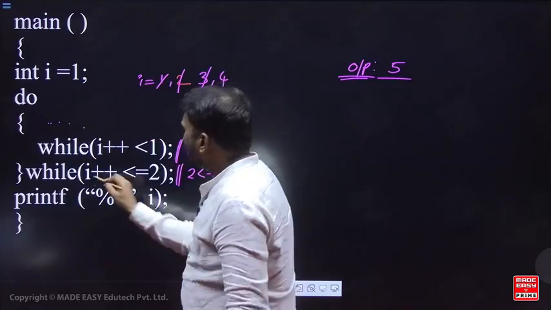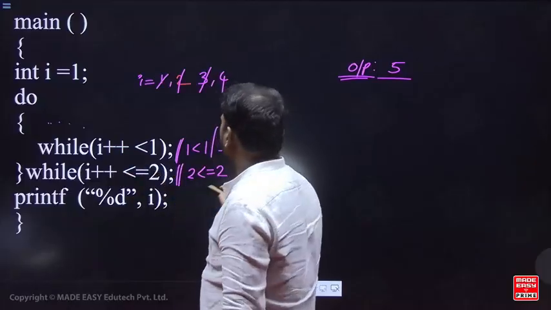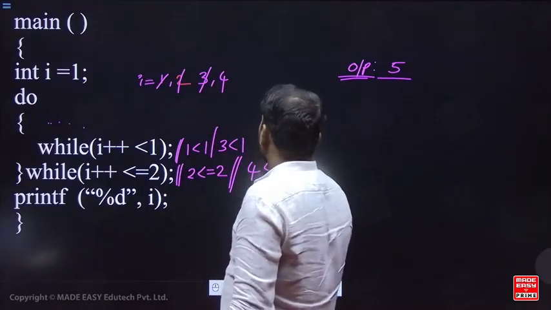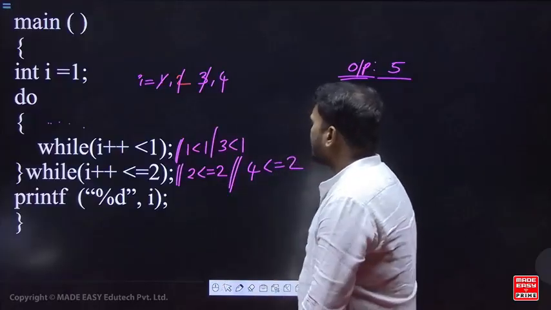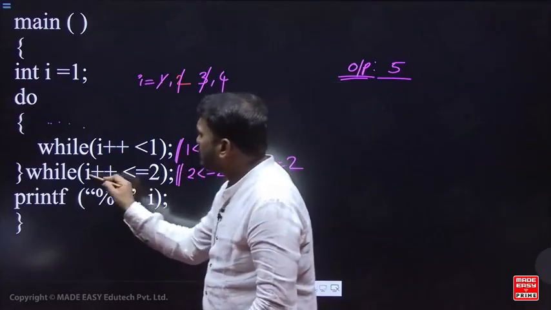After coming out of the while loop, because it is a post increment, the I value becomes 4. And next you compare this one, the while of the do-while, i++ <= 2. Now tell me what is the I value you take here? 4. So 4 less than or equal to 2. Tell me true or false? False. So now this condition is false.